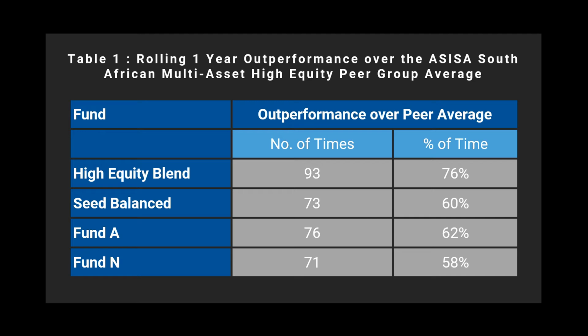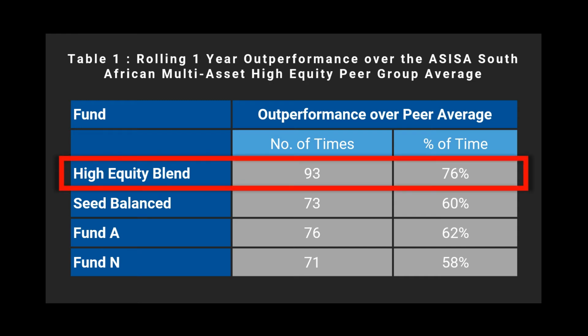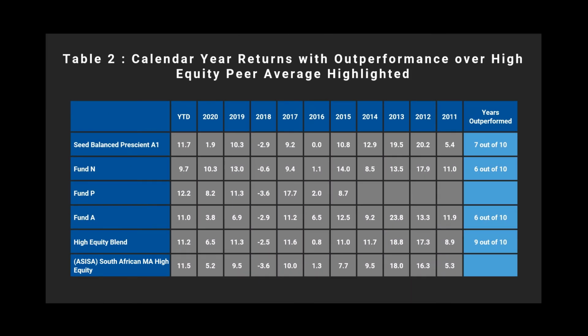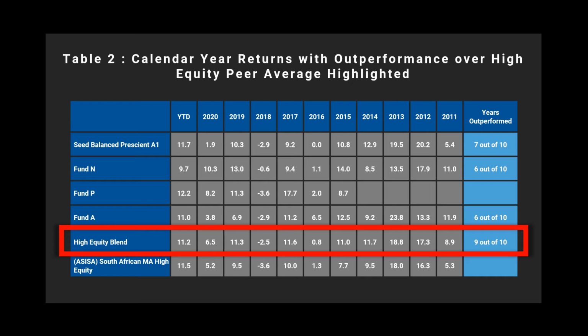What we can see there, this blend is made of 3 funds and none of these three funds outperform as consistently as the blend of funds does. If you focus on that 76% number, which is the outperformance over the peer group over that 11-year period, the blend performs more consistently than any of the individual funds do. Again, if we look in table 2, which shows calendar year returns, the blend of the three funds outperforms 9 of the 10 years. If you look at the individual funds, none of them perform as consistently as the blend of funds does.